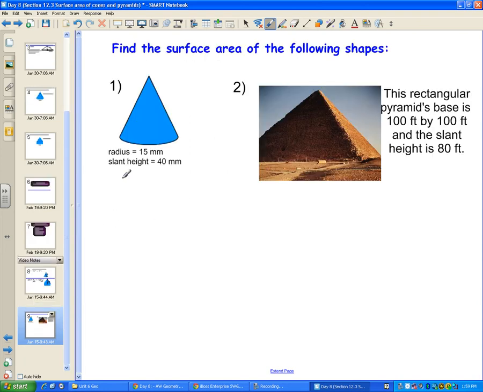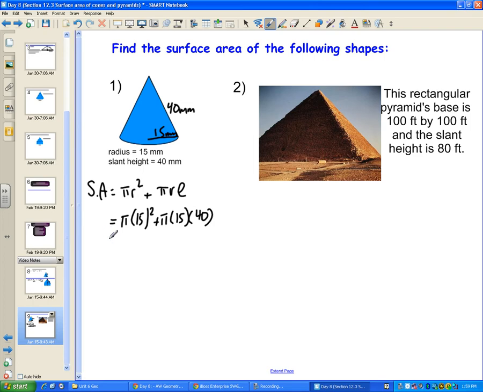And so if we're going to find the surface area of this cone, we have to remember our surface area formula, and that is pi r squared, the area of the base, plus pi r L, and the L is the slant height. Well, if I label what's on here, I know that my slant height is 40 millimeters, and I know the radius here is 15 millimeters, and so I can go ahead and plug in what I know. For surface area, it's going to be pi times 15 squared plus pi times 15 times 40.